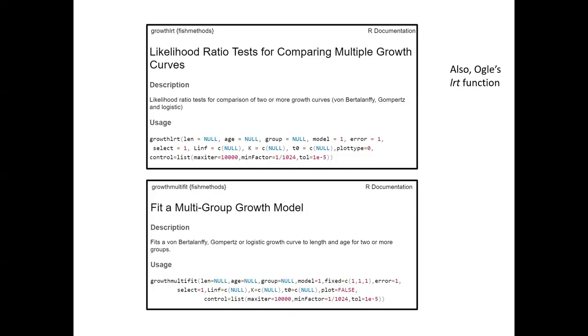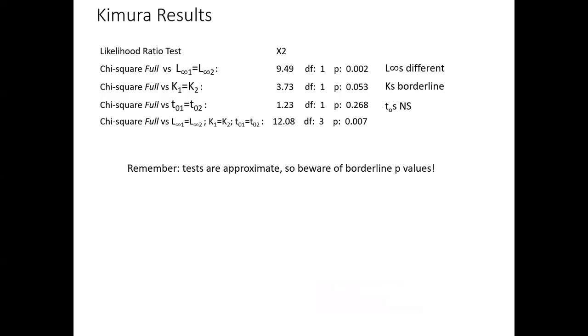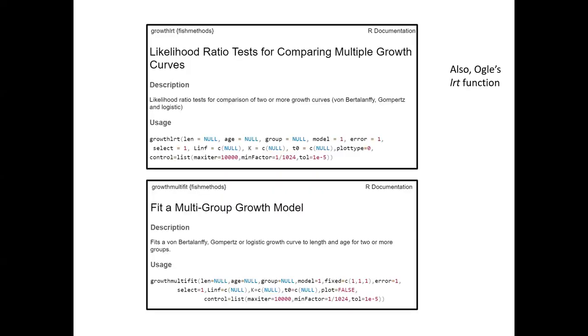And then finally, back here, we said, okay, the L infinities are different, the K's may be different, but the T0s are not, but we want to estimate the full model using all those differences. So I provide this growth multi-fit function too, where you can basically estimate for the groups the different parameters based on the structure that you found that was significant up above. So it'll provide the full model estimations. So that's there.